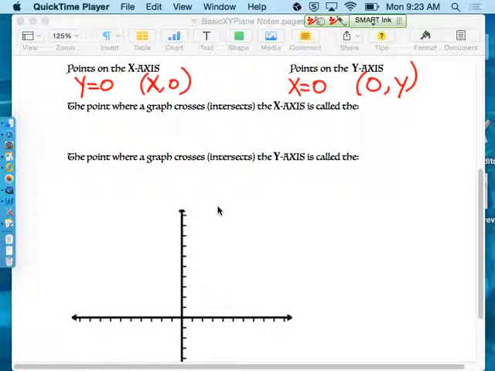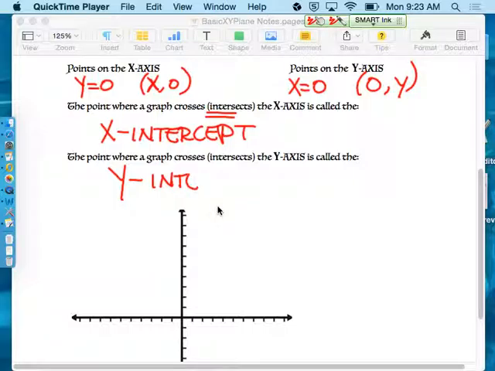When a point crosses or intersects an axis, it has a special name. When a point crosses the x-axis, it's called the x-intercept. And this becomes important when we start graphing our lines. And the same thought when it crosses the y-axis, this is called the y-intercept. And I'll mark up the grid with all of the information, and then you can start your homework.